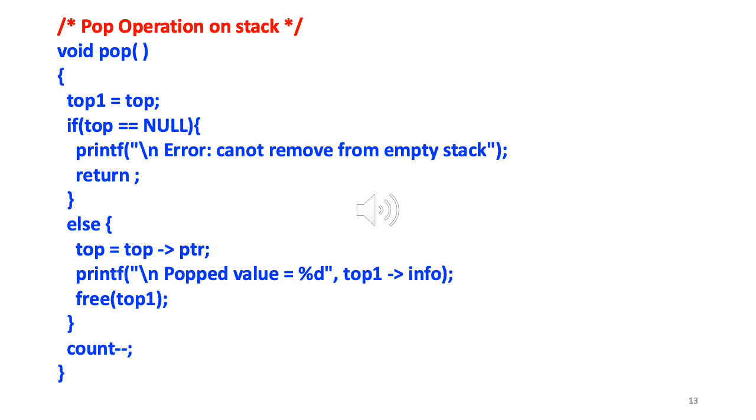So the main idea for deletion, given a stack, is to change the value of top so that it points to the next node, use top one to point to the previous node, and then free top one. That's the general idea.